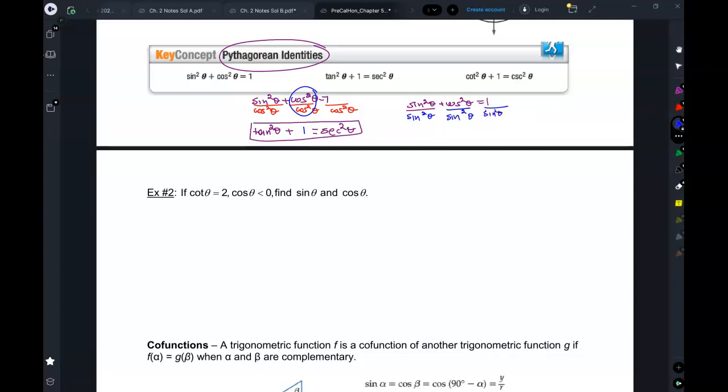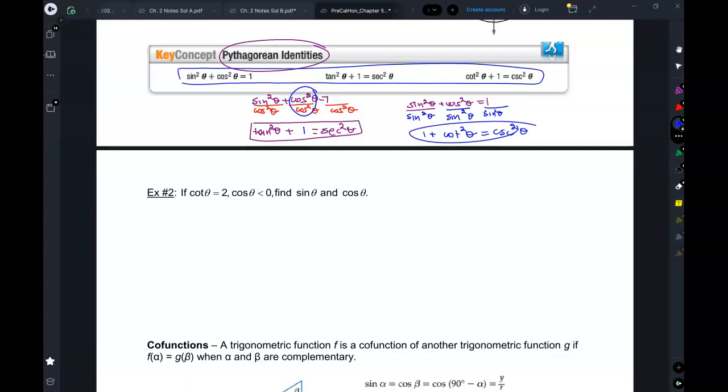What do I get now? Sine squared over sine squared is 1. Cosine squared over sine squared? Cotangent. So 1 plus cotangent squared theta is equal to cosecant squared theta, and that's the other identity. Do you see that? So you have to know all three of these identities.